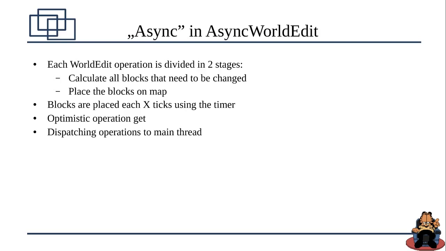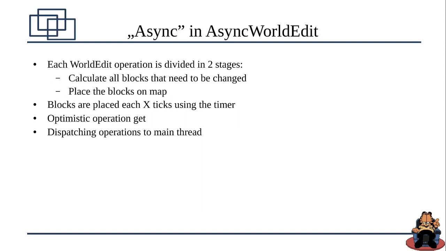AsyncWorldEdit checks if this operation can be done. If it detects that the operation is safe, it will try to read data from the world. If this fails, or AsyncWorldEdit detects that this operation is not safe and it can crash or corrupt the server, it will dispatch this operation using a dispatcher that's built into AsyncWorldEdit.